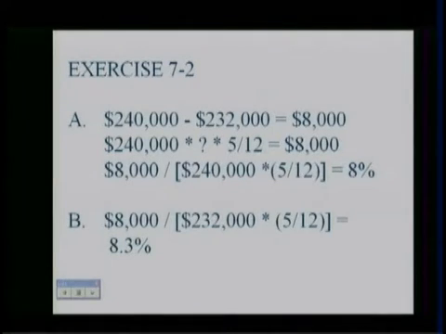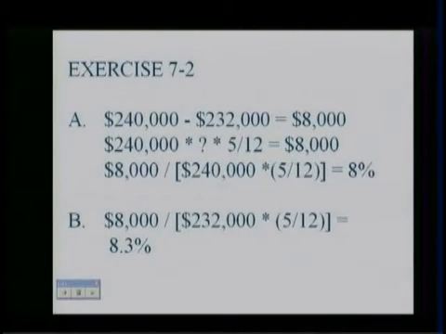Well, if you know that your interest is $8,000, remember I, interest, equals PRT. The principal is $240,000. We do not know the rate, but we know that there are 5 months from the 1st of August through the end of December. So we know that our time factor there is 5 over 12. So if we solve for the question mark, or the rate on the note, we would come up with 8% interest.